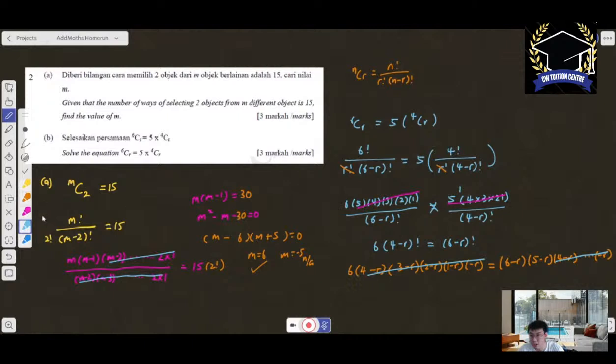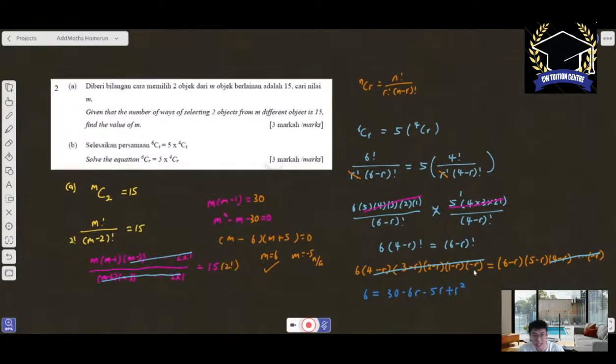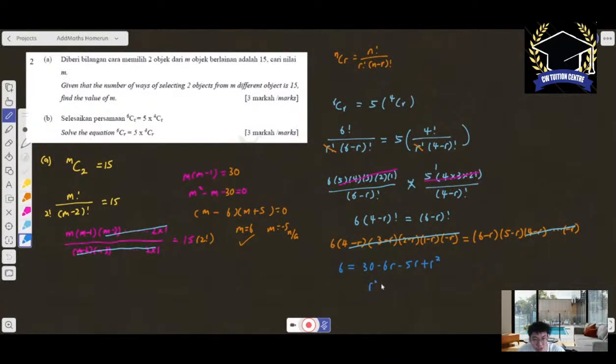Okay, it's the same. So I will left with 6 equal to 6 times 5, 30, minus 6r, minus 5r, plus r squared. Then I continue and solve it. r squared minus 11r plus 24 equal to 0. So I factorize it. 8 and 3, minus and minus, r equal to 8, r equal to 3. Cannot be 8 because the bottom number cannot be more than the top number. So you only can take r equal to 3.